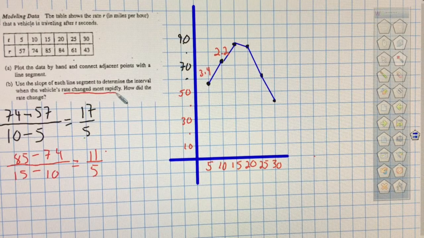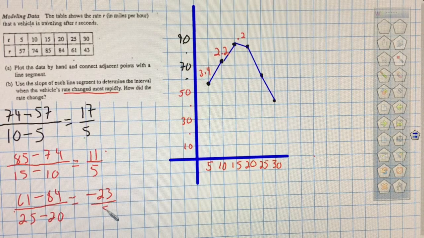The rate changed most rapidly. It doesn't say from positive or negative, it just says most rapidly. This slope, I think we go down 1 over 5, so that's going to be 0.2. Now this slope looks pretty steep, so that's going to be 25 minus 20 on the bottom. The x's, average rate of change, 25 minus 20. And then at 25, the value is 61. Minus, at 20, the value is 84. Notice it's going to be a negative slope. 61 minus 84. That's going to give me negative 23 over 5. And that gives me a slope of negative 4.6.